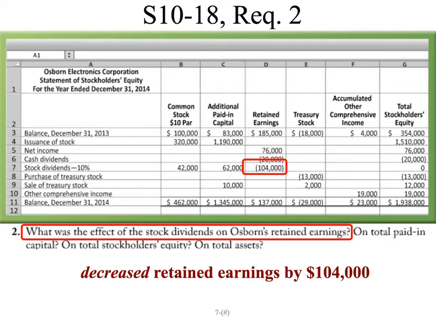In the next question, question 2, what was the effect of the stock dividends on Osborne's retained earnings? Well, stock dividends decrease retained earnings. We see that because we see a 10% stock dividend in row 7, and a stock dividend there will reduce retained earnings. The $104,000, it's a negative, so we know it decreased retained earnings.